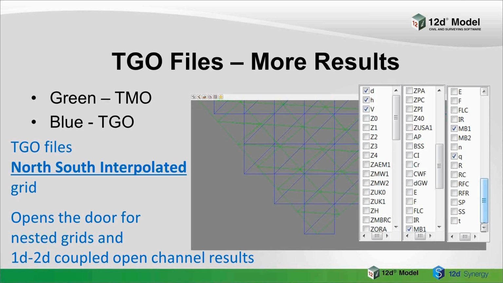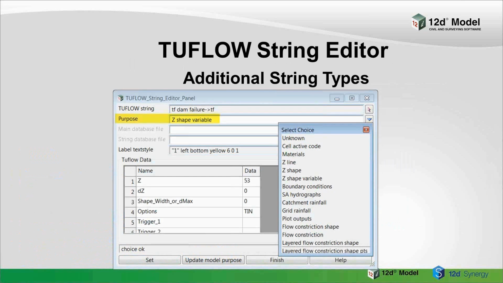We also can look at a lot of the TUFLOW results in different ways, because again, to be able to look at the real data and things really does make it much easier to debug. And in TUFLOW now, with the TUFLOW string editor, there are additional string types, such as the Z-shaped ones which we use in the dam breaks.